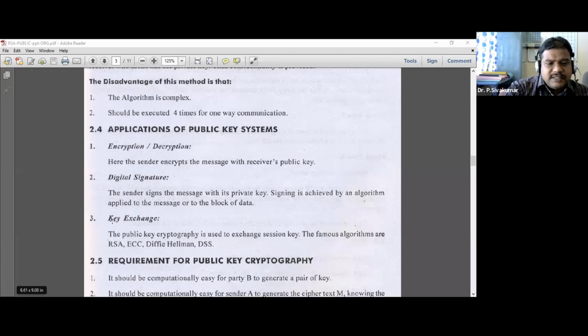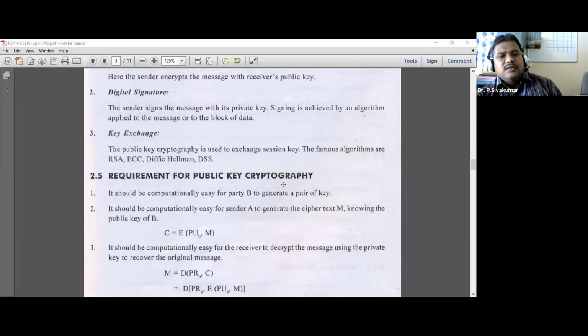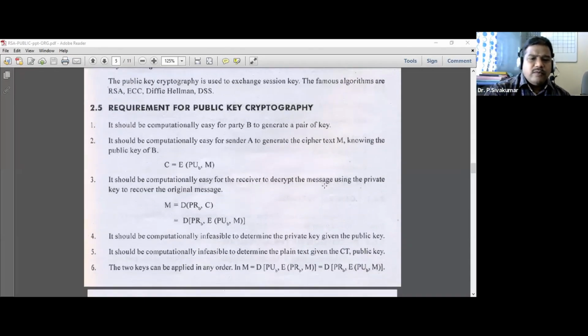Another one is key exchange. That application we can also use in the public key cryptographic design. These are the applications or uses of a public key cryptographic system. Okay, so what are the main requirements? Now we can go deeper. What are the main requirements for a public key cryptographic system? Read the statements carefully.